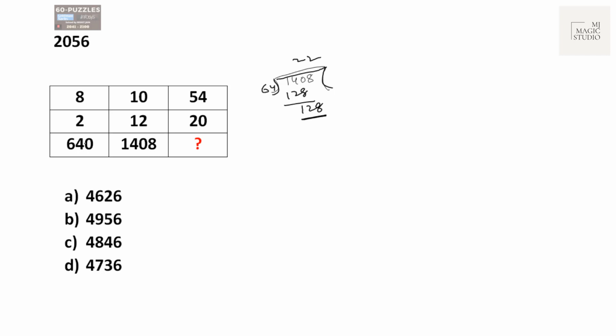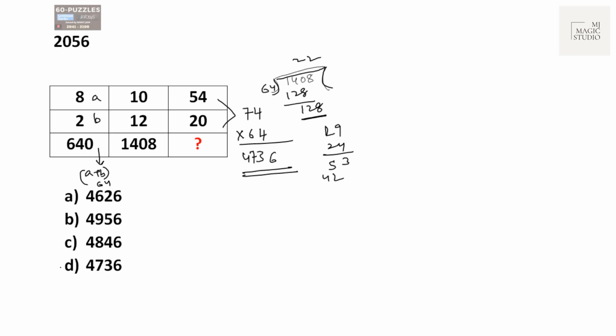Bingo. That means if this is A, this is B, this is A plus B into 64, and this is also A plus B into 64. So A plus B is 74. 74 into 64, let's see. 4, 4, 16, 1, 28, 29 and 24 is 53, 5, 42, 47. 4, 7, 3, 6. Yes, that we have in option D. It should be 4, 7, 3, 6.